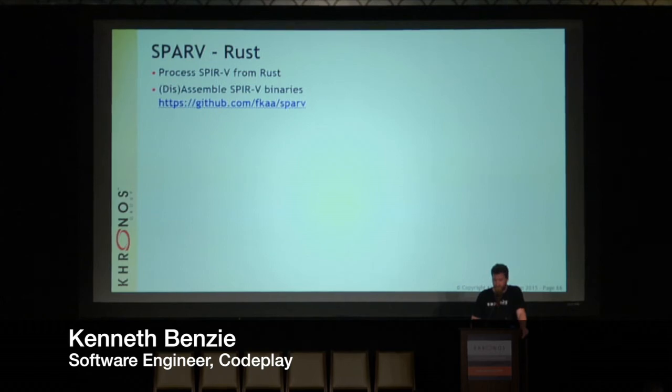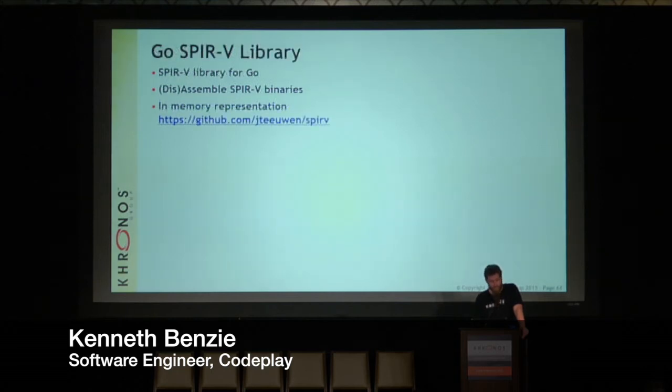You can also assemble and disassemble SPIR-V binaries from Rust with the SPIR-V project. And again, in Go, there's an assembler and disassembler. This also provides a library with an in-memory representation, which I believe is intended to do code motion on the SPIR-V.